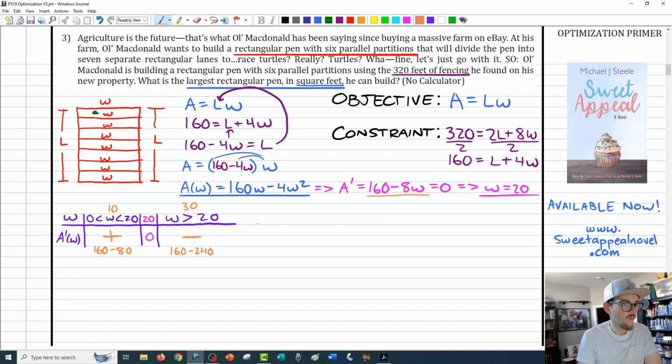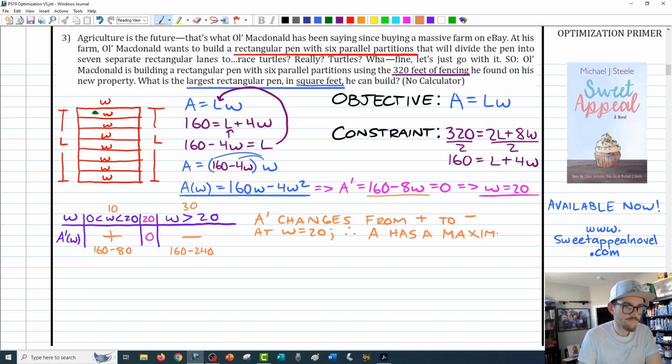Based on that, we just showed that A prime changes from negative to positive. Oh, sorry, changes from positive to negative, excuse me. From positive to negative at w equals 20. And of course, based on that information, therefore, A has a maximum. And we could say relative maximum, but we're just going to go with maximum here. Has a maximum at w equals 20. And that's important.